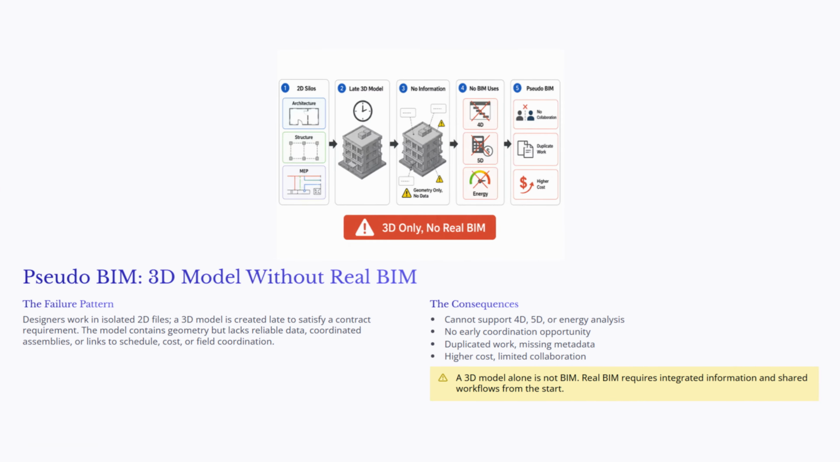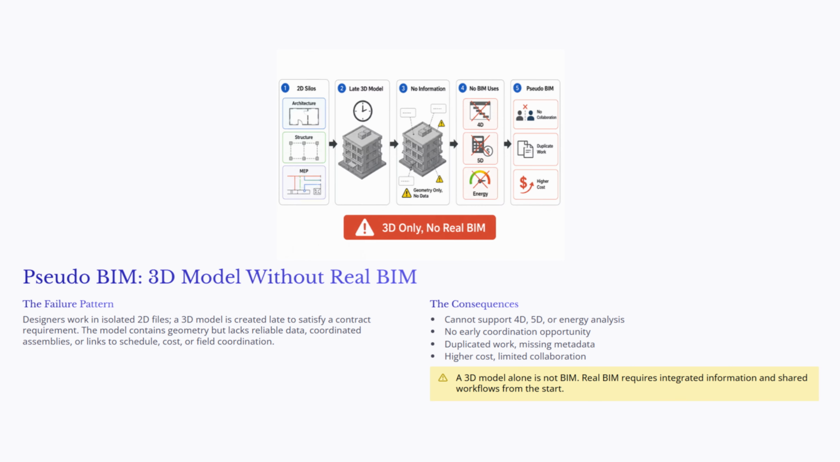This slide shows the first failure pattern, pseudo BIM, or what is sometimes called lonely BIM. Pseudo BIM happens when a project has a 3D model, but the model does not function as an information-rich coordination and management tool. In many cases, designers and engineers continue working in isolated 2D files, and a 3D model is created late in the process mainly to satisfy a contract requirement.